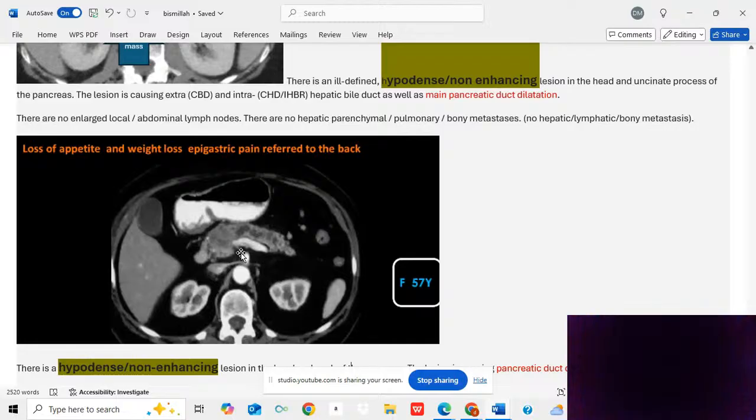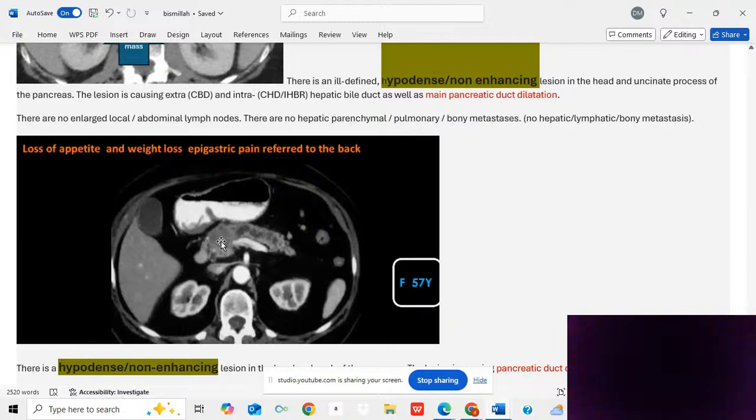This is the pancreatic head and neck. Here in the pancreatic head and neck. It's not taking the uncinate process. Okay. So this lesion with its non-enhancing pattern suggests that it is pancreatic cancer.